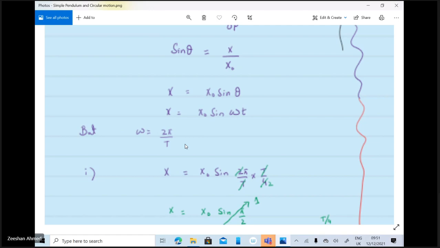At t equals t, x equals x naught sine 2 pi by t multiplied by t. t and t will get cancelled, and we will be left with only 2 pi. 2 pi is equal to how many degrees? 360 degrees. Sine 360 is again 0, and 0 multiplied by anything is 0.